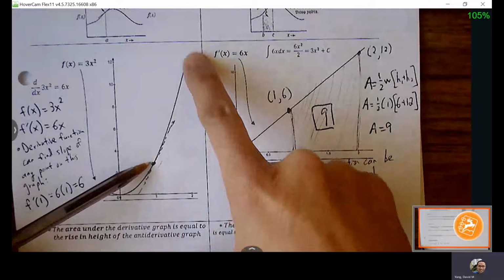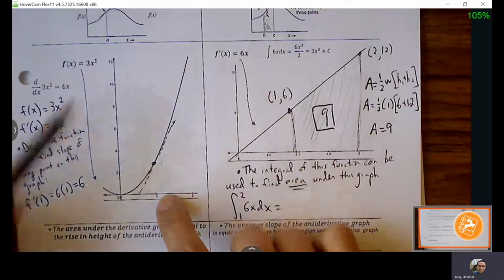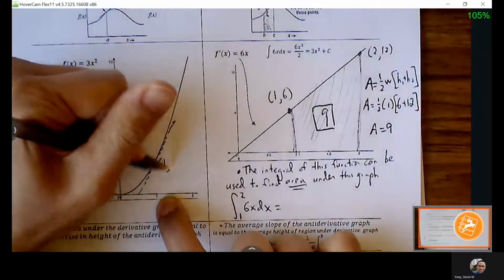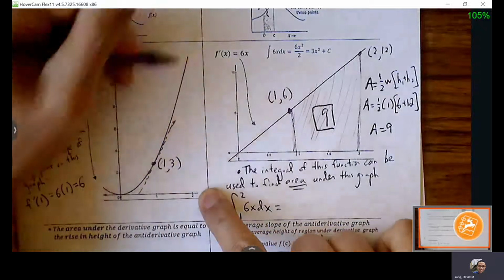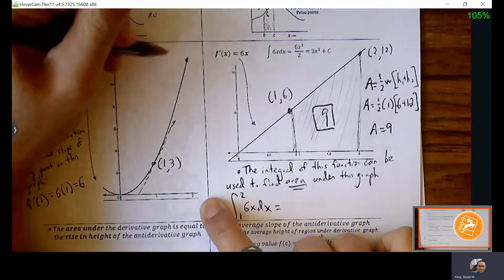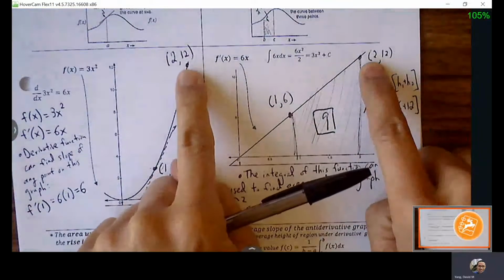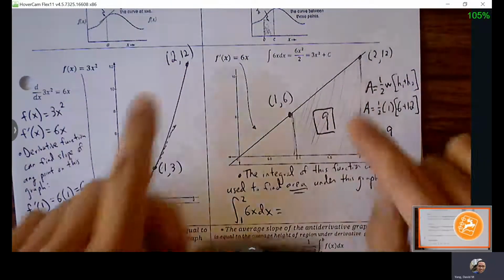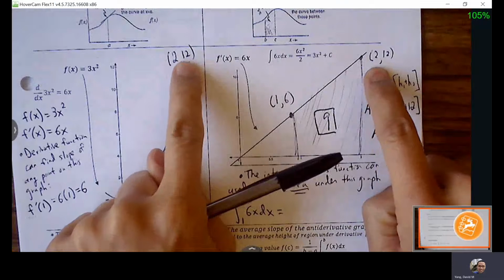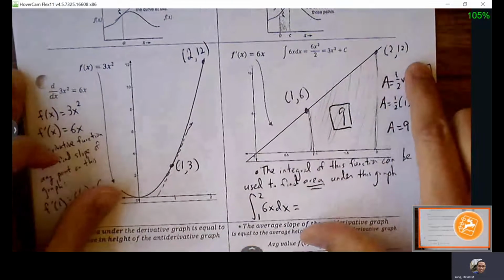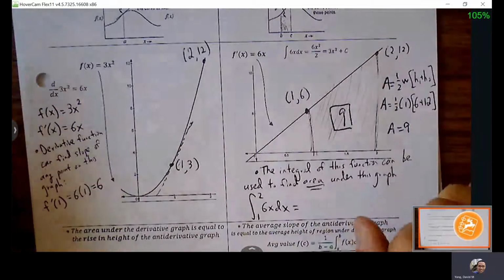So these two ordered pairs here, the ordered pair here at 1 is 3. The ordered pair of this function at 2 is 12. Now that's just a coincidence that these both share the same ordered pair 2, 12. That's not always going to be the case. It just so happens to occur in this case.